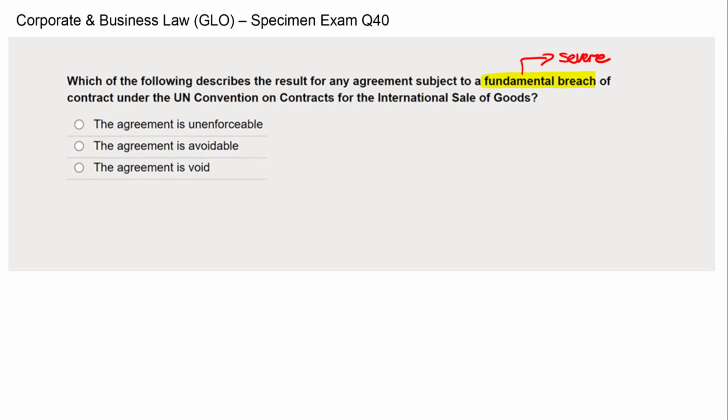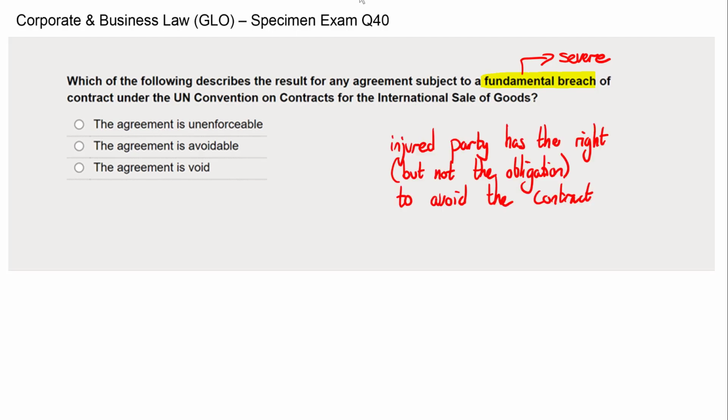It means that the injured party has the right, but not the obligation, to avoid the contract. So with this building example, I'm expecting my house to be built out of bricks. I turn up at the building site and I see this whole thing built out of wood. If I'm really upset, if this is not what I want at all, then I have the right to avoid the contract and say, that's it, you've not built what I've asked for, I don't want it, forget about it.